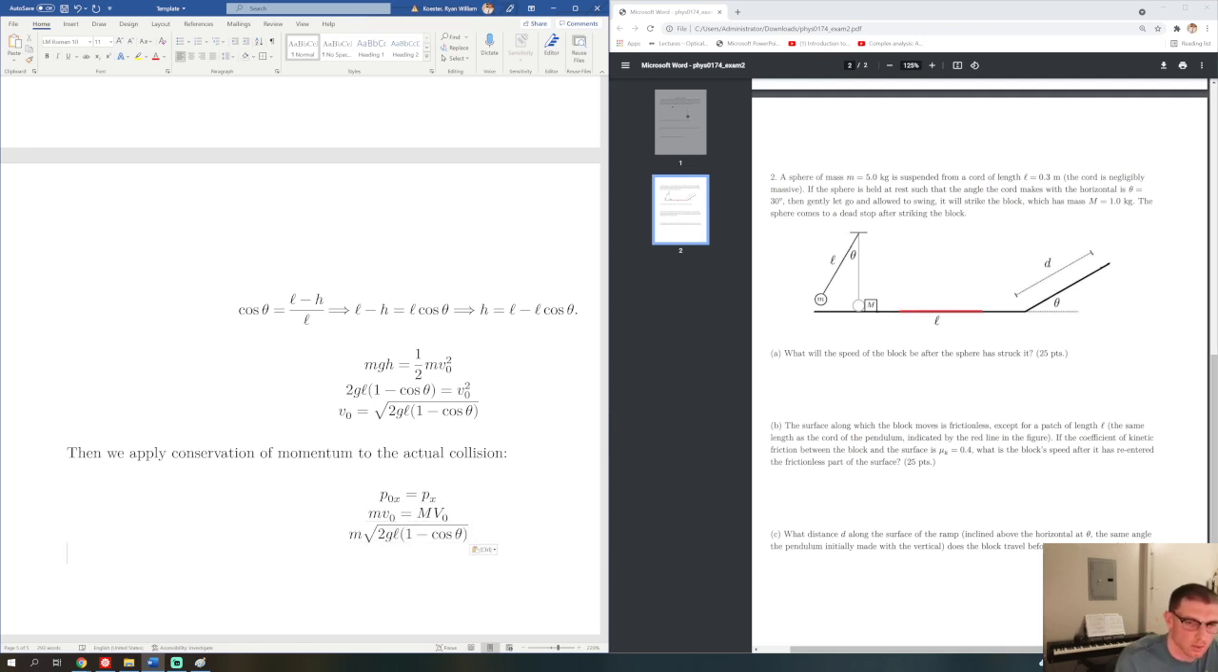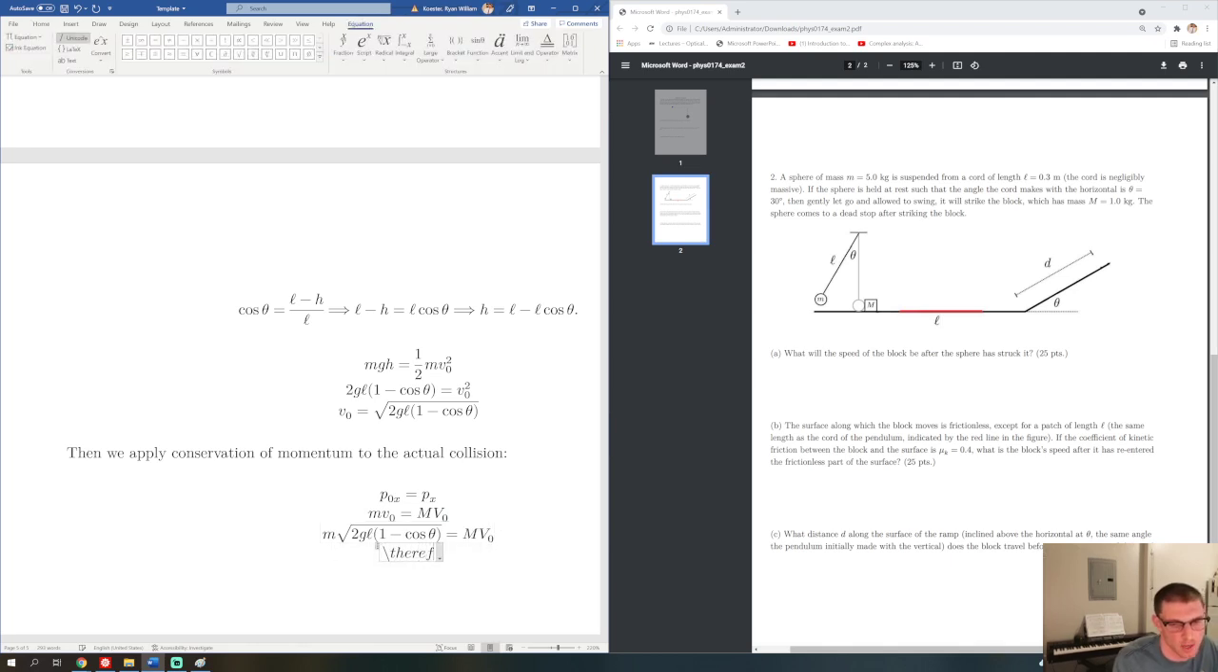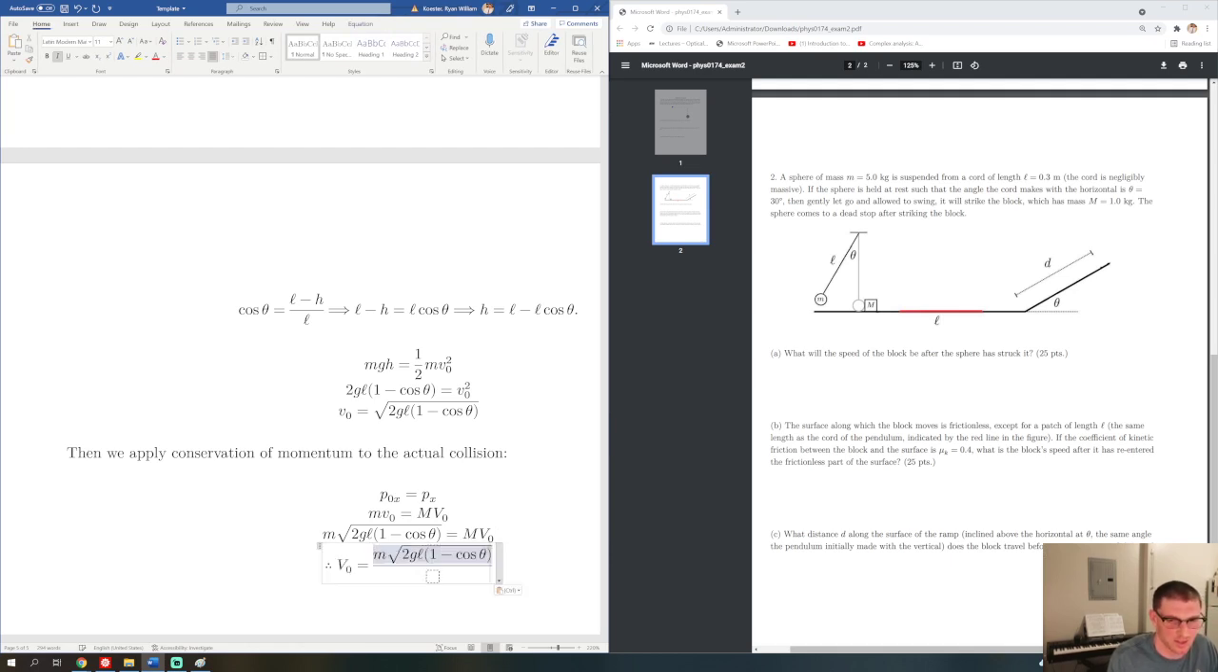And then this equals big M, big V naught. And finally, we just divide both sides by big M, and we find that big V naught is this.